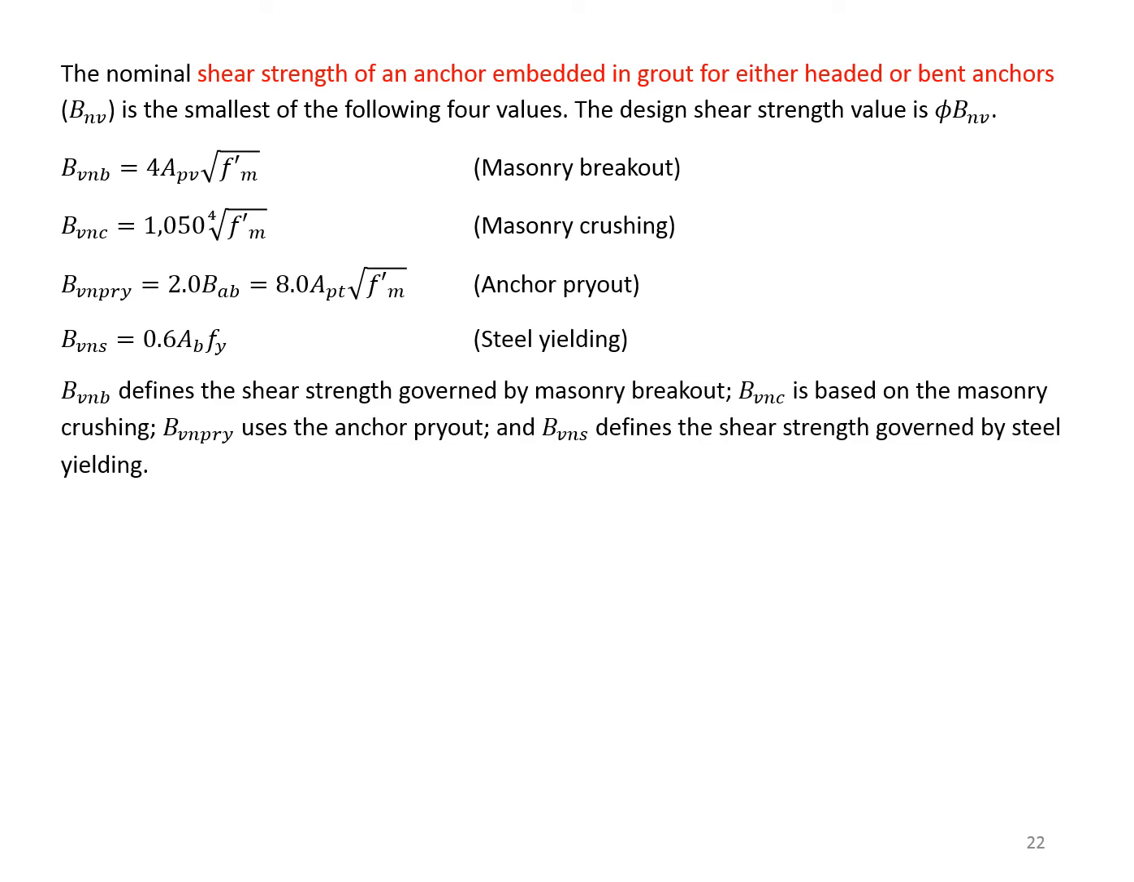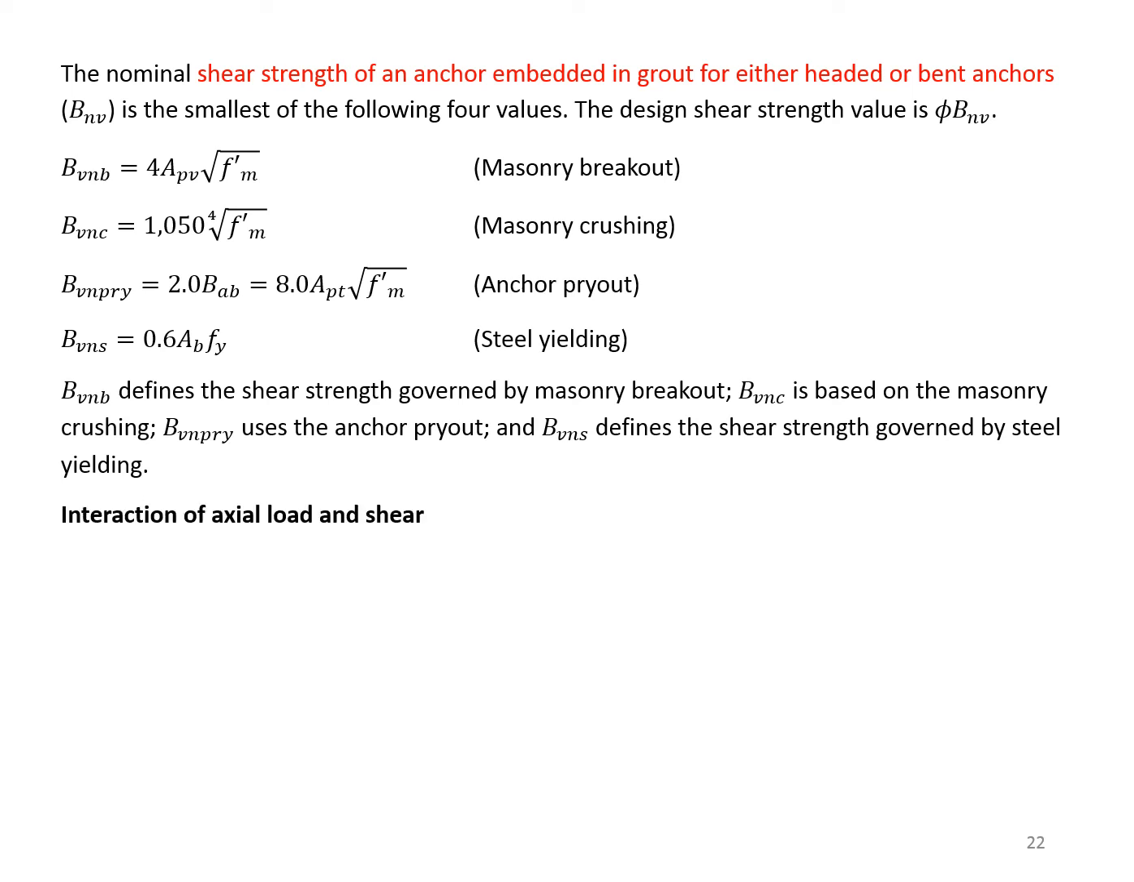As explained in front of each equation, the first equation, BVB, defines the shear strength governed by masonry breakout. The second equation, BVC, is based on the masonry crushing. Third equation, BVPRY, uses the anchor pry-out. And finally, the fourth equation, BVS, defines the shear strength governed by steel yielding.